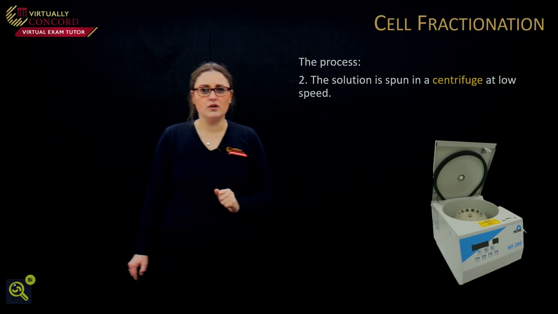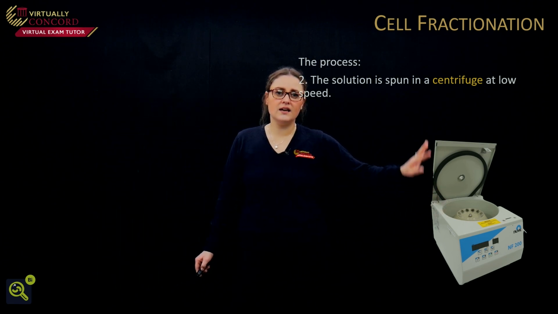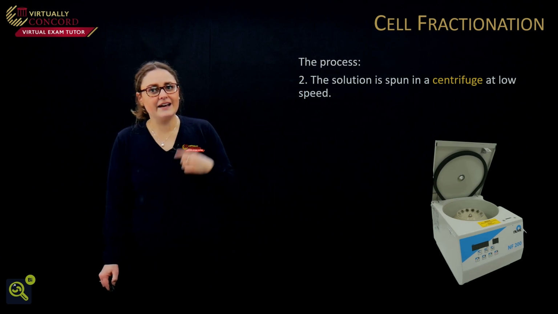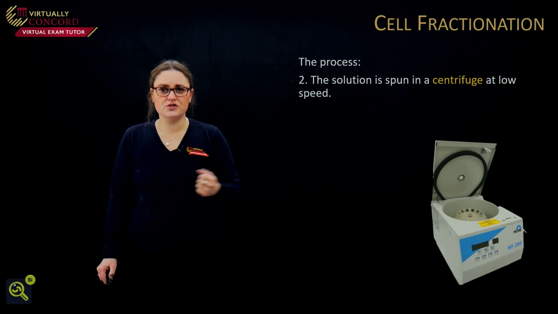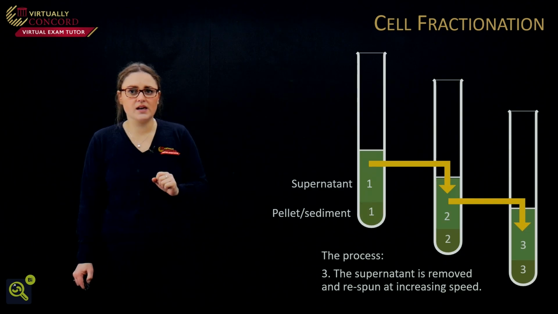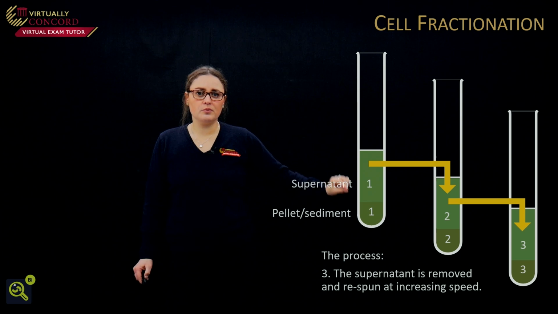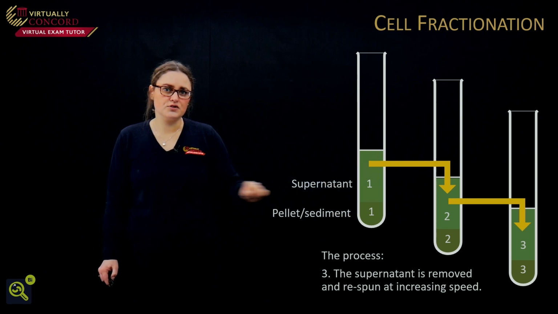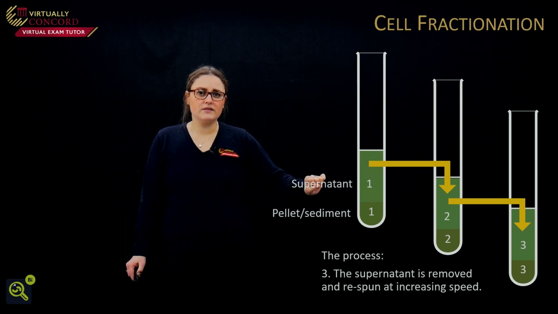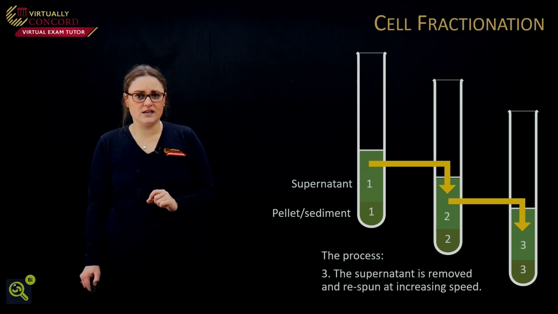So this is an example of a centrifuge. Okay, your tubes will be placed into the slots here, lid closed, and then you would set it to spin, and you would do this at increasing speeds each time. Okay, so that first spin, you would remove your tube and you would have a separated solution. Okay, this top part being the supernatant and the bottom part being a pellet or sediment.